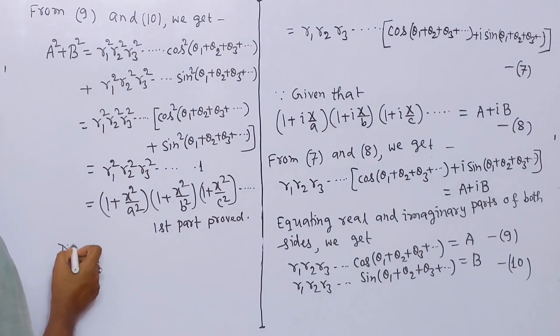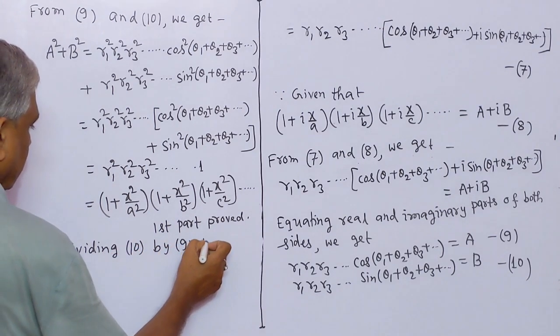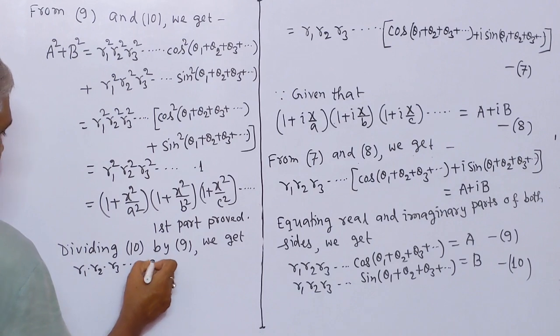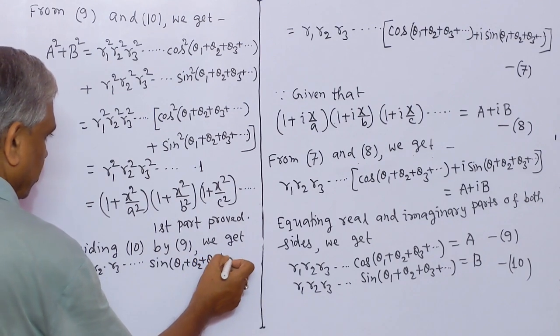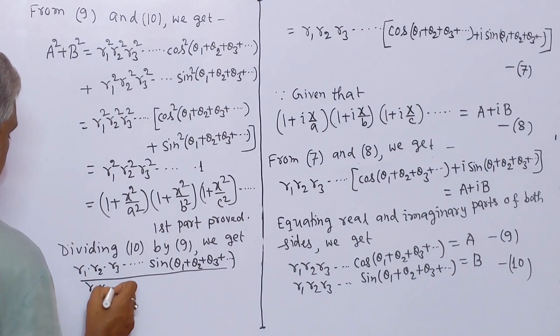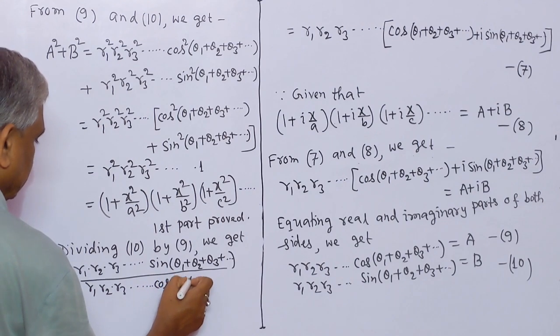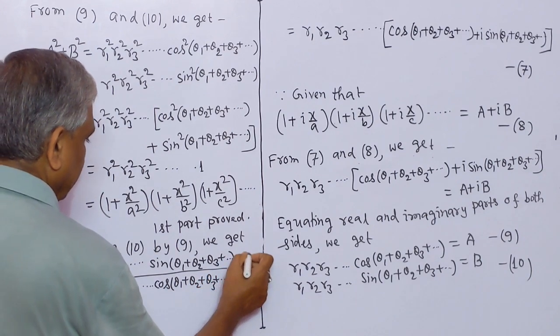Dividing 10 by 9, we get r1 multiply r2 multiply r3 multiply sin(theta 1 plus theta 2 plus theta 3 plus ...) by r1 multiply r2 multiply r3 multiply ... cos(theta 1 plus theta 2 plus theta 3 plus ...) equal to b by a.